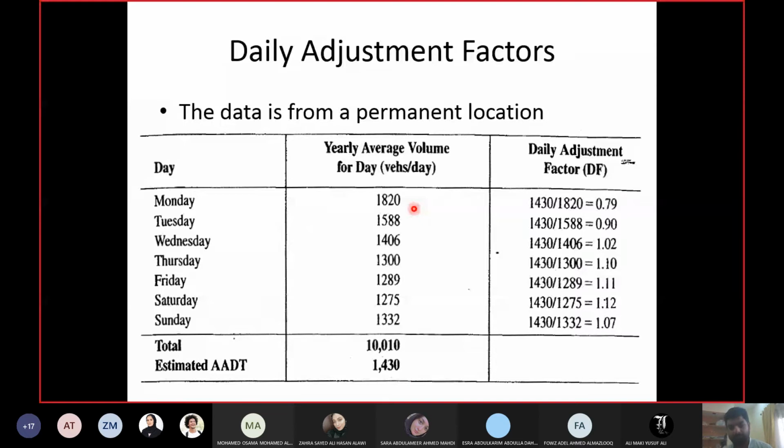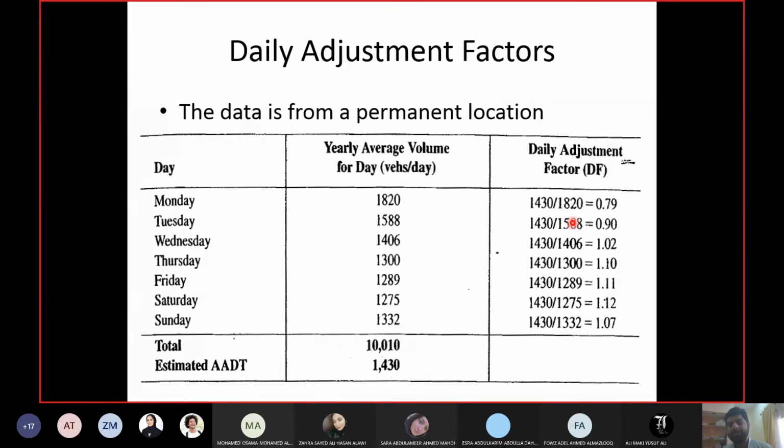Okay, and same thing for Tuesday. The average will remain the same because this is for the entire year, and you divide with the average of Tuesday, you get 0.9 adjustment factor for Tuesday and so on. Now you can see some adjustment factors are less than 1, some are more than 1.